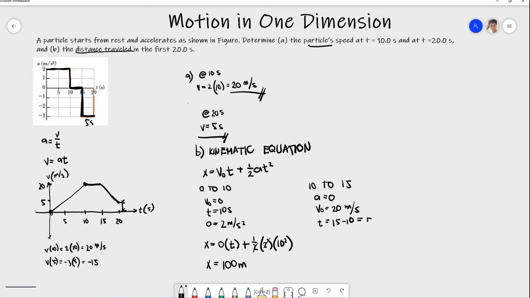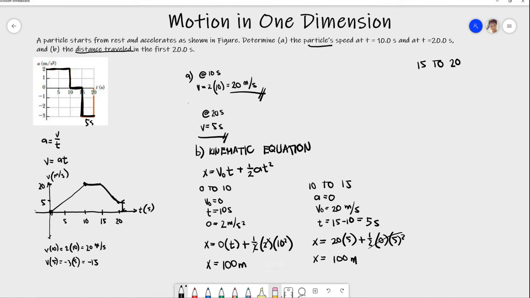Therefore, we can use this formula again. x is equal to 20 times 5 plus 1/2. The acceleration is equal to 0 times 5 squared. This one will cancel out. Therefore, x here, 20 times 5, is equal to 100 meters. And next one is from, let's write it here, from 15 to 20.